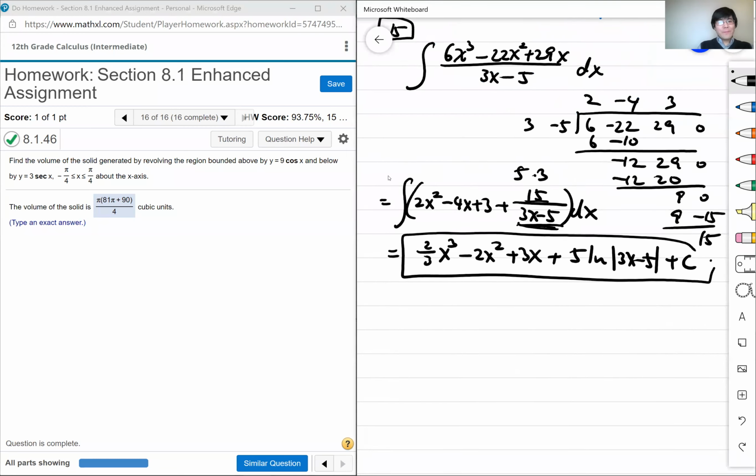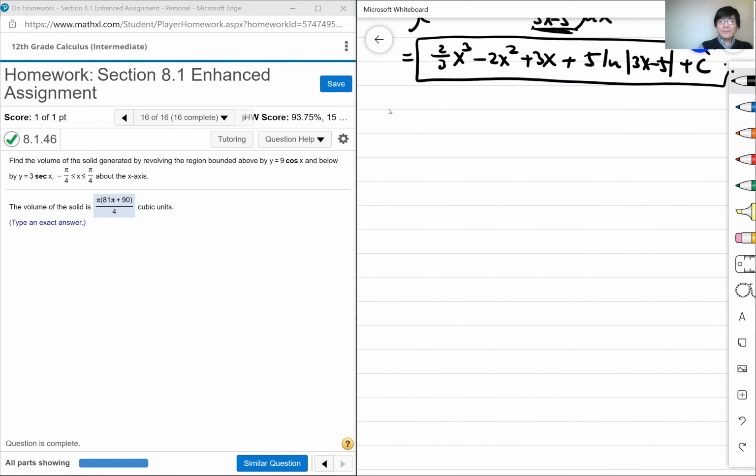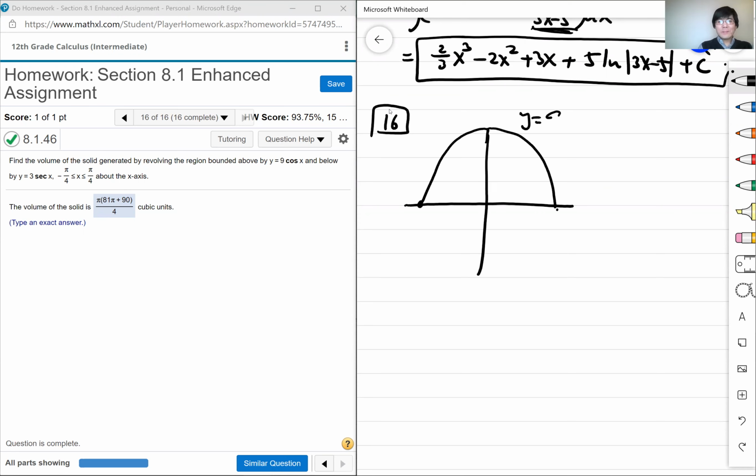Okay, last question. Number 16 will be a review from a volume question in chapter 6. So you have y is equal to 9 cosine x. So the y-intercept is 9. And y is equal to 3 secant x. So the y-intercept is 3, and the secant x goes up like this.